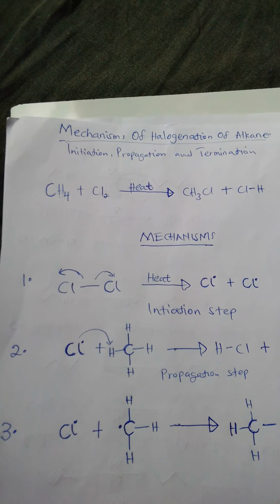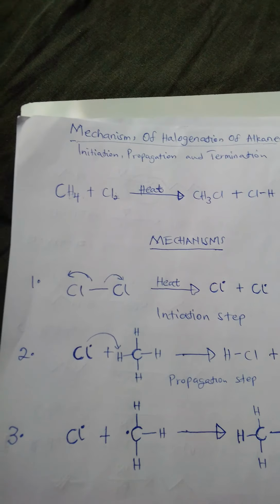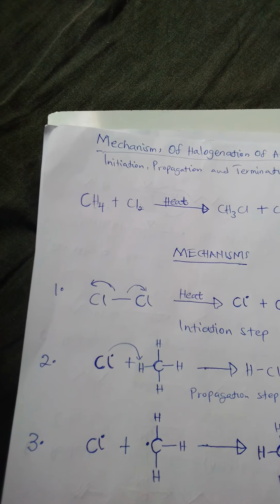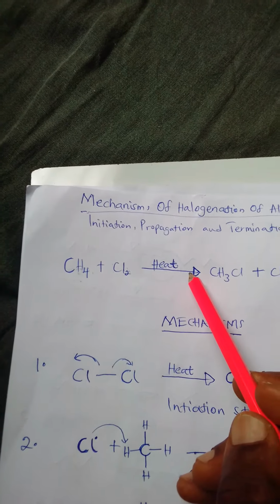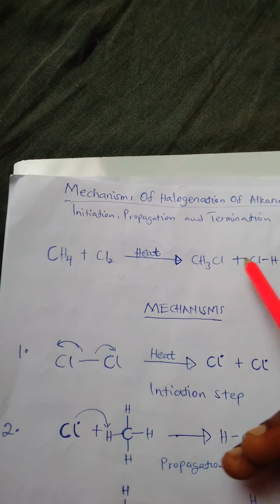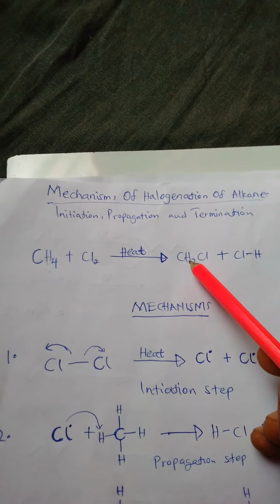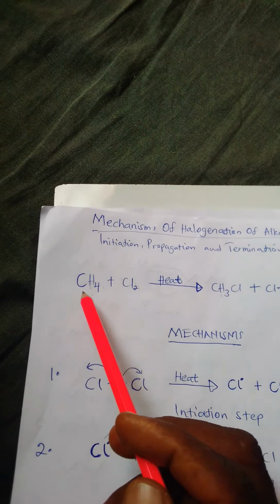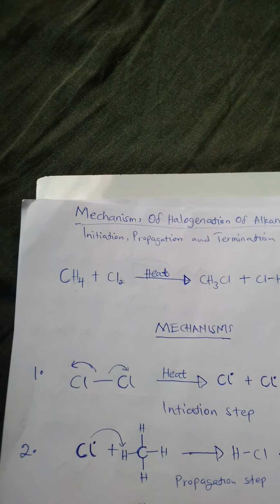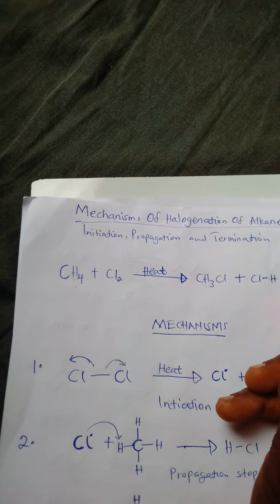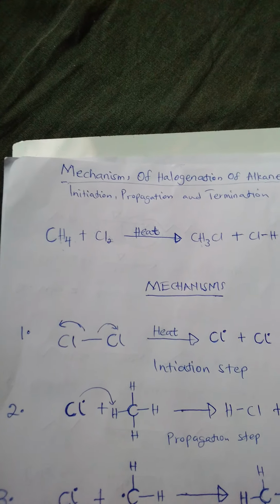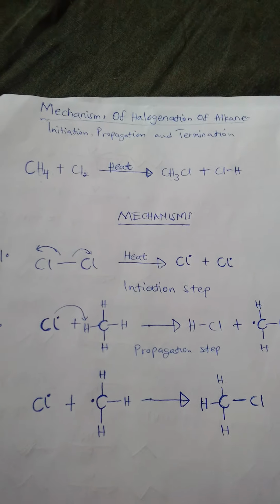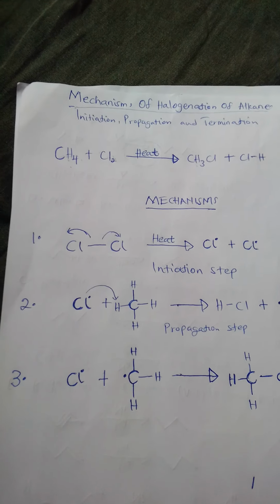Halogenation: we add halogens to alkanes. It involves a series of reactions. So basically, if you have methane and you add chlorine gas and heat, you're going to produce methyl chloride and HCl. If the reaction continues repeatedly, you can get several products in which these hydrogens will be replaced by the chlorine. Now let's go into the mechanisms involved in this reaction.